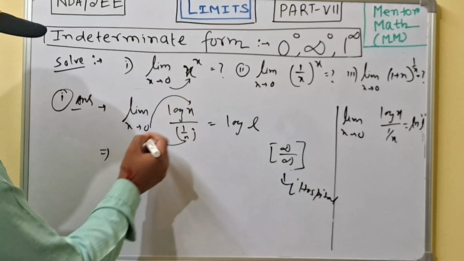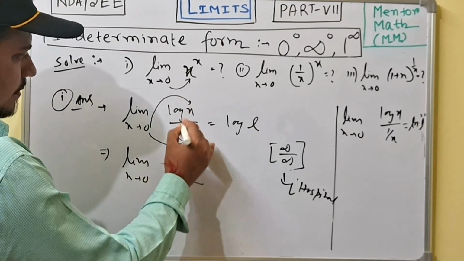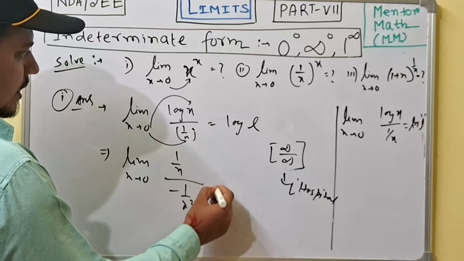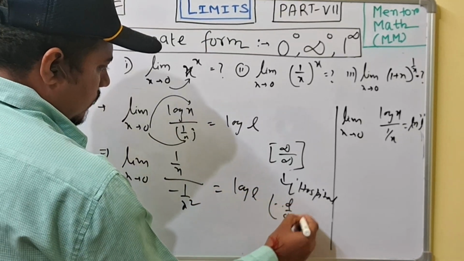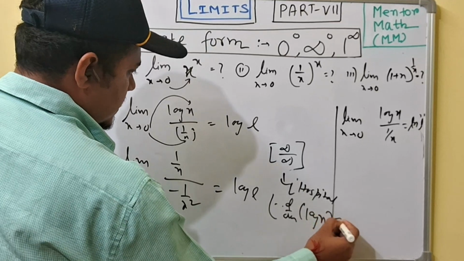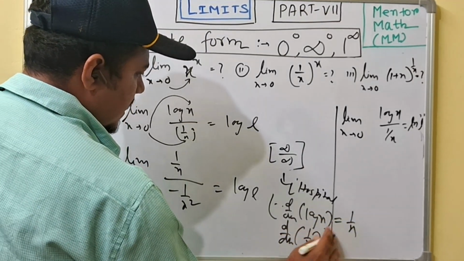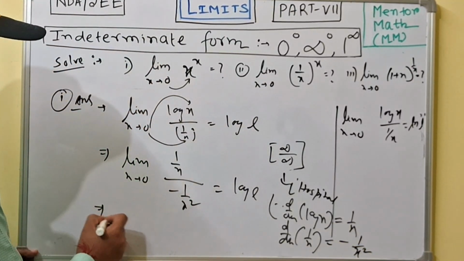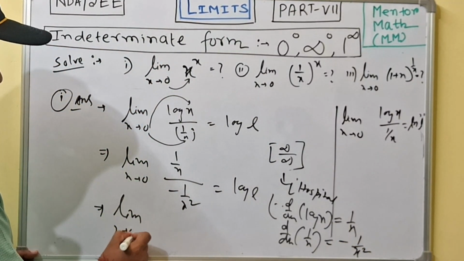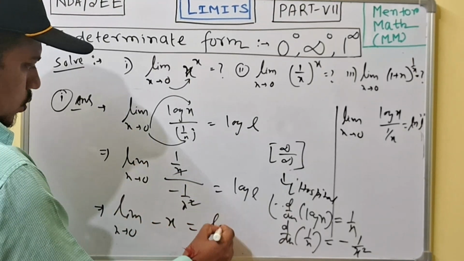So derivative, you know that the derivative of log x is 1 by x, and the derivative of 1 by x is equal to minus 1 by x square, right hand side log x, because you know d/dx of log x is equal to 1 by x, and d/dx of 1 by x is equal to minus 1 by x square. Okay, so now just the calculation part. So x, 1 by x cancel, so you got minus x is equal to log of L.